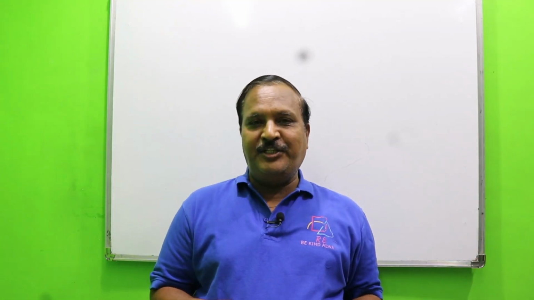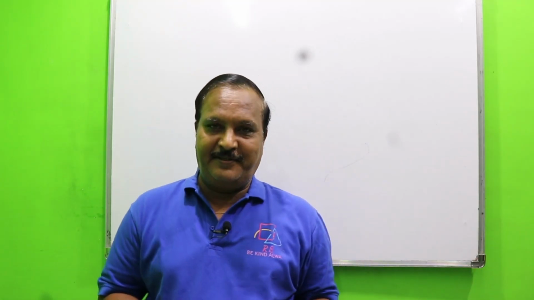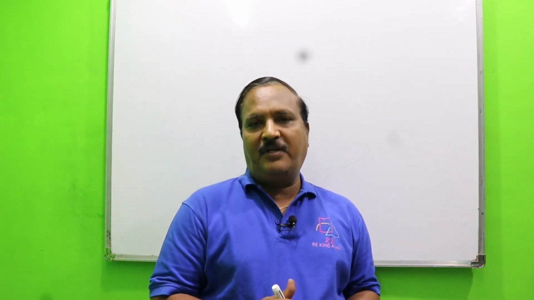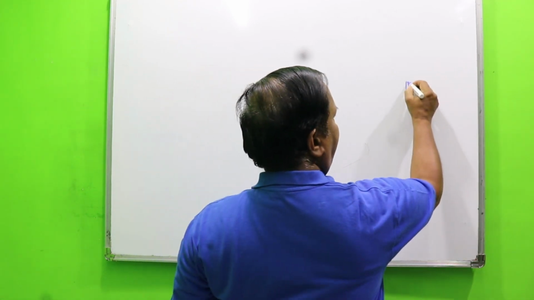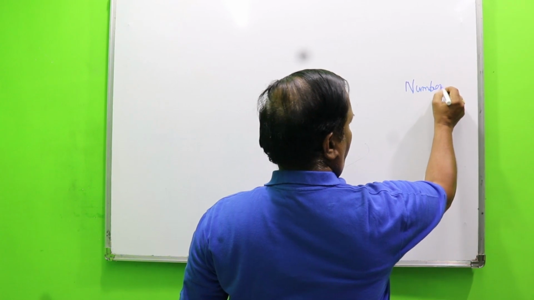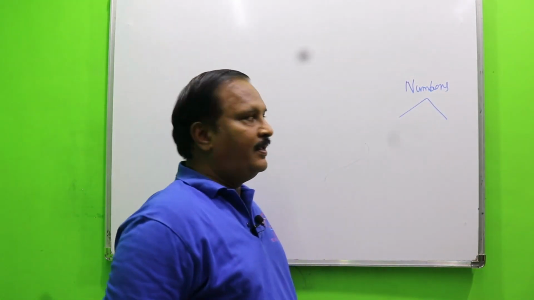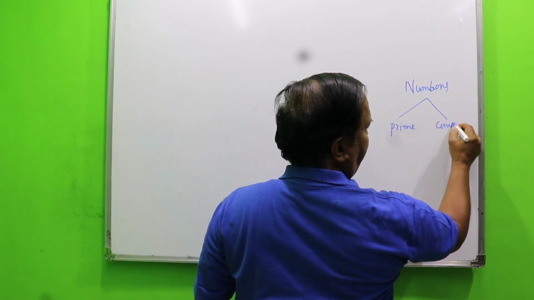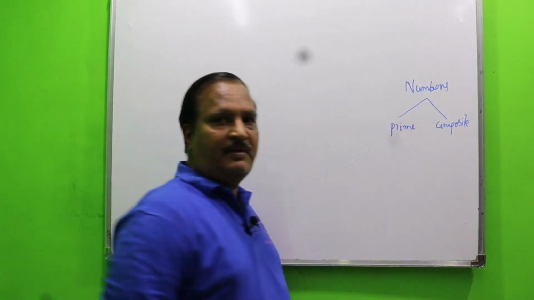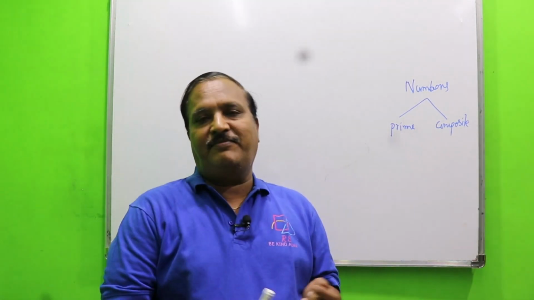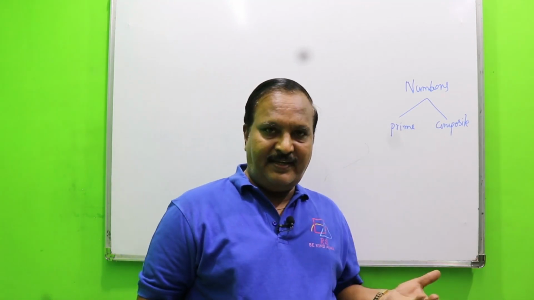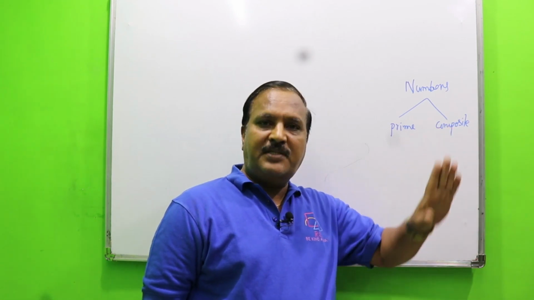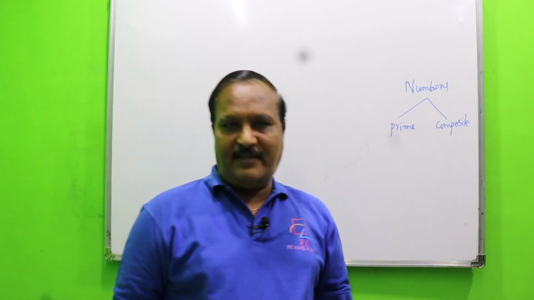Today I am going to teach you the fundamental theorem of arithmetic. Before we go to that, I would like to give you a few concepts. All the numbers are divided into two types: prime numbers and composite numbers. Prime numbers have no factors except 1 and itself. Composite numbers are not prime numbers. That means composite numbers have more factors than 1 and itself.